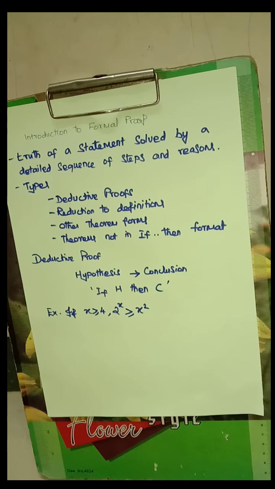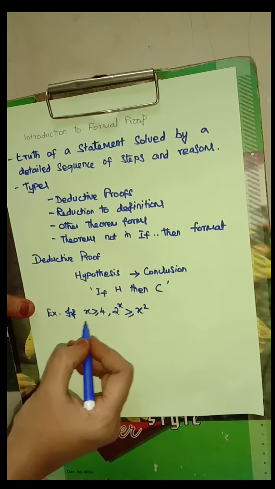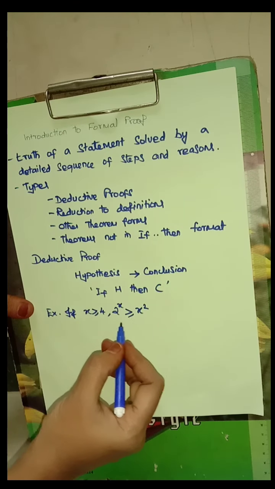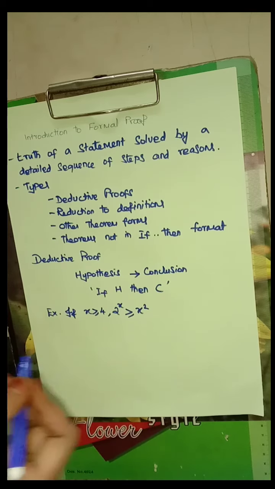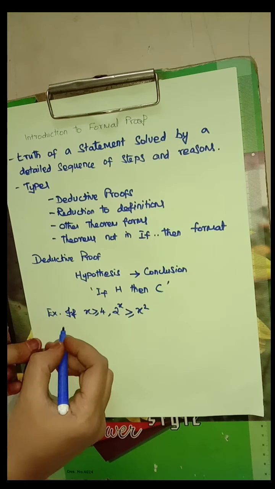For example, if x greater than or equal to 4, 2 power x greater than or equal to x square. How can this statement be proved using the deductive proof method? This is similar to the statement of if H then conclusion. This is the hypothesis and this is our conclusion. So this can be solved by substituting values for the variable x.